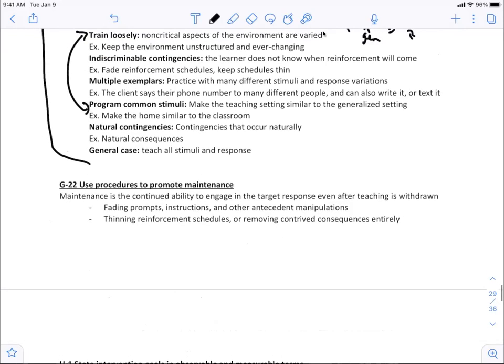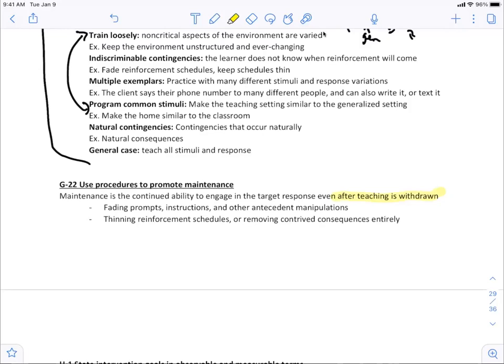And then using procedures to promote maintenance. So what is maintenance? Maintenance is the ability to engage in the target response, here's the key, after teaching is withdrawn. Don't confuse generalization and maintenance, right? In a way, maintenance is part of generalization, because if we're maintaining the behavior, that behavior is occurring anywhere we need it to occur, all right? But maintenance is after the teaching is withdrawn, okay?